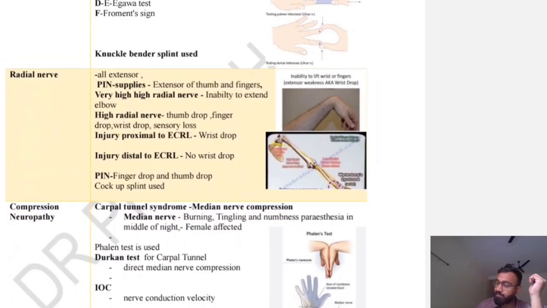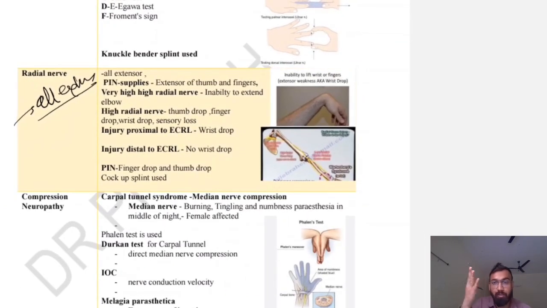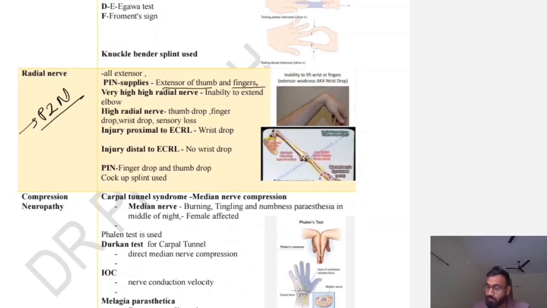Next is radial nerve. The radial nerve supplies all the extensors of the forearm. On the palmar aspect, the volar aspect, there are two nerves: median nerve and ulnar nerve. But in case of extensors, there is only one nerve, that is the radial nerve. The radial nerve supplies all the extensors, and its branch PIN, posterior interosseous nerve, supplies the thumb and fingers.